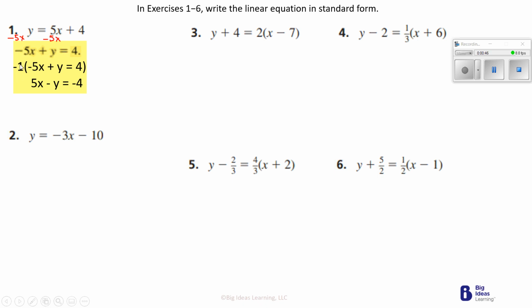Now we're going to multiply everything to the inverse. We're multiplying by negative 1, excuse me, to get the inverse. So our x will be positive: 5x minus y equals negative 4. All right, let's go to number 3.